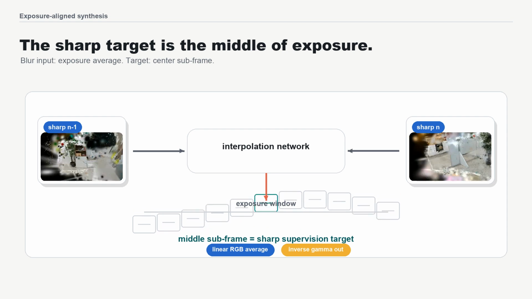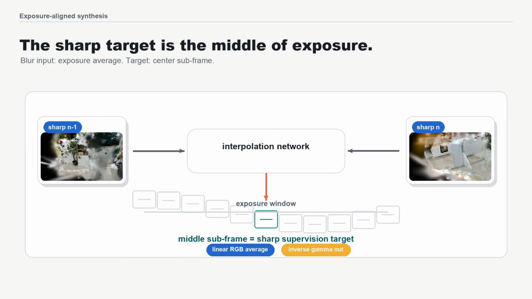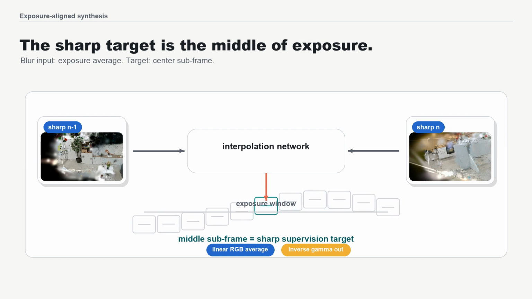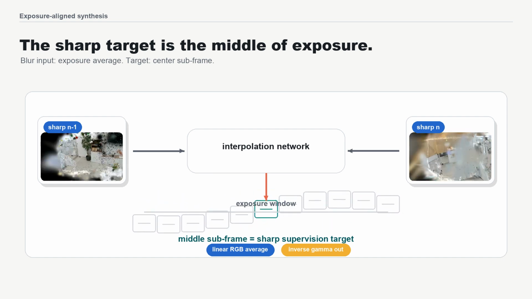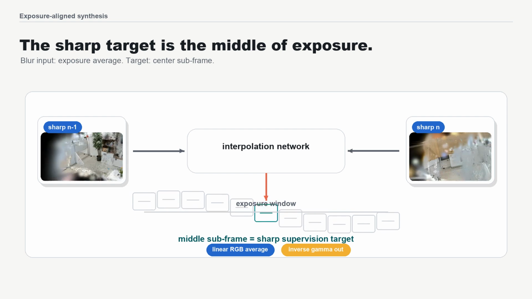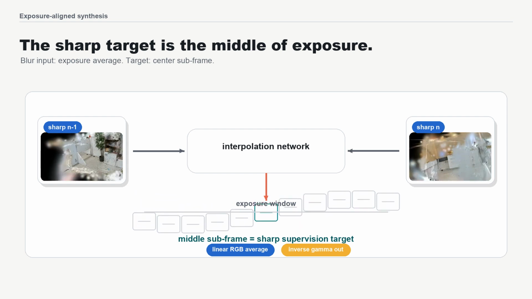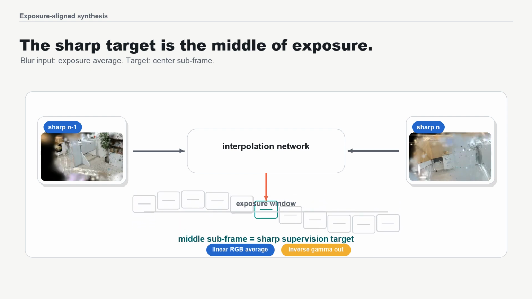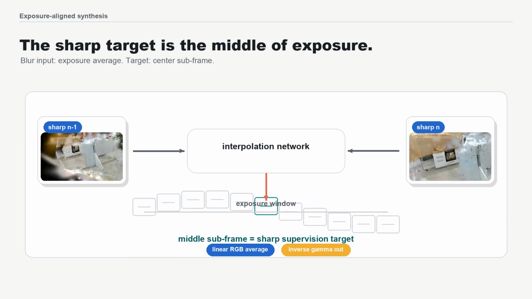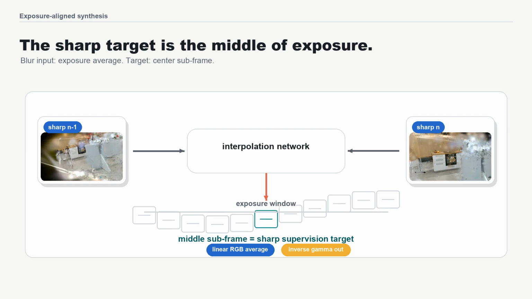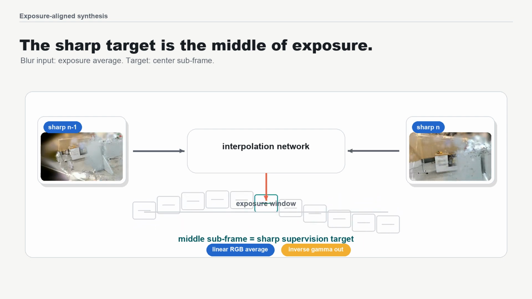On the synthesis slide, look at the exposure window. We interpolate subframe samples, average them in linear color, and use the middle exposure frame as the sharp target. The visual rule is important: the target is not an arbitrary sharp neighbor. It is the center of the same exposure event, so the supervision is physically meaningful.